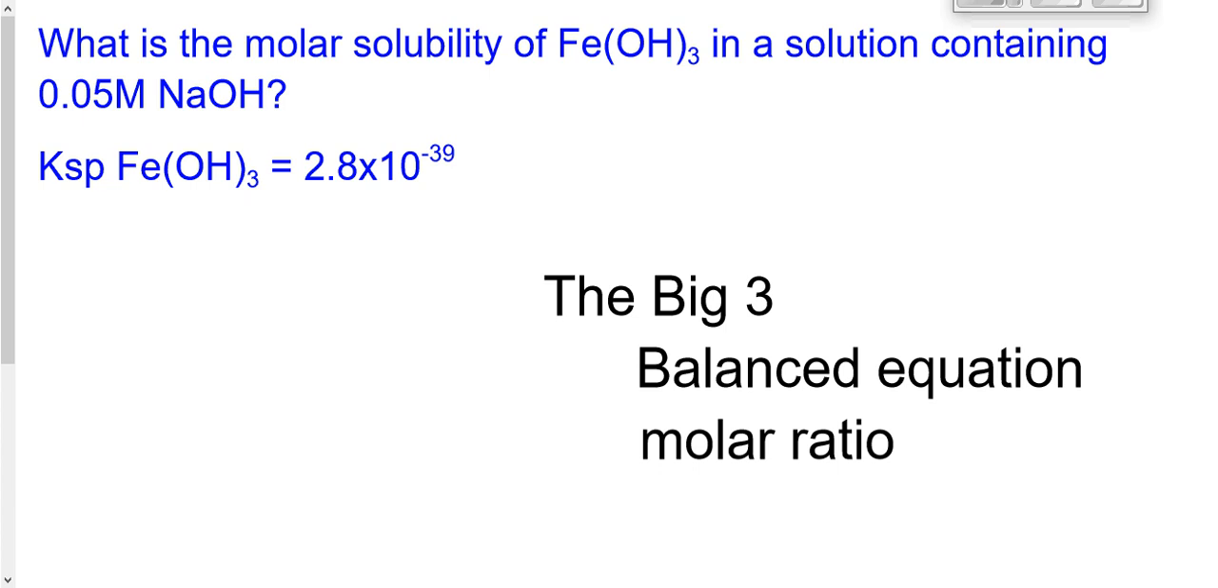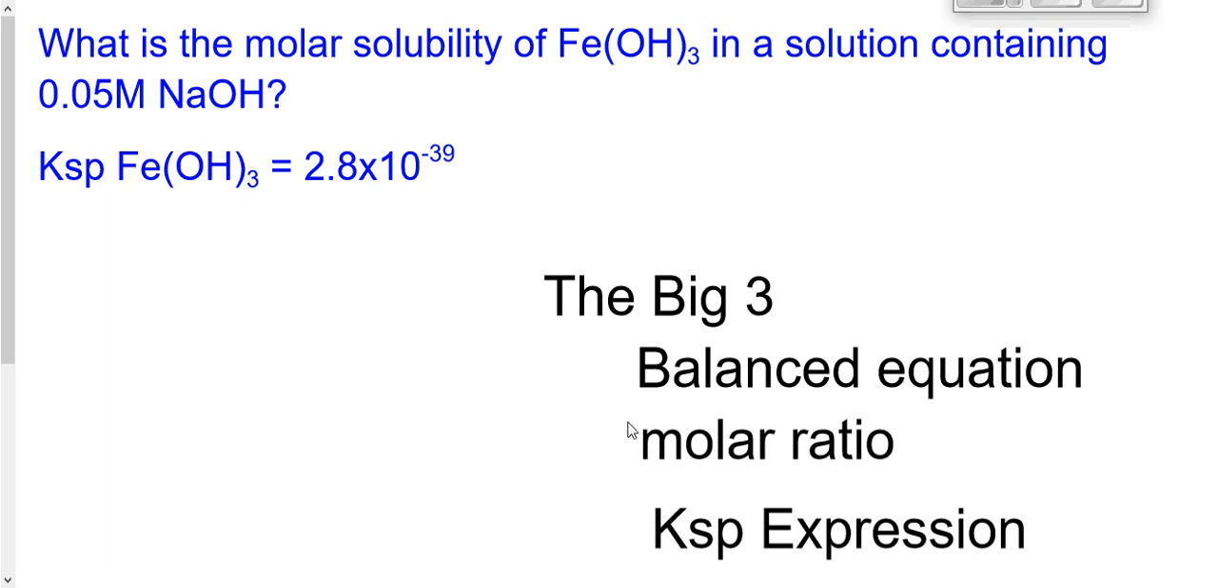Step 2 is to write the molar ratio. And step 3 is to write the Ksp expression. But which of these two salts gets those big three steps? In this case, it's going to be the iron hydroxide. There's a couple of ways you can tell. The insoluble salt, the one that has the lower solubility, is typically the one that will go to equilibrium first. So, of course, that would be the one that gets the big 3 steps.